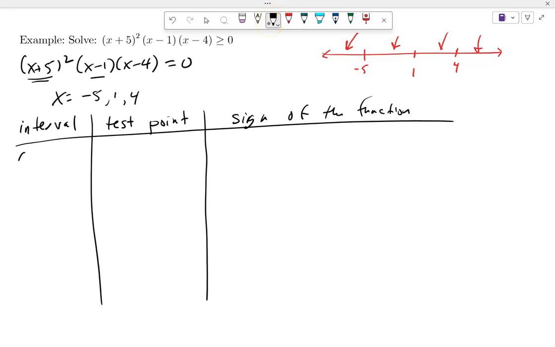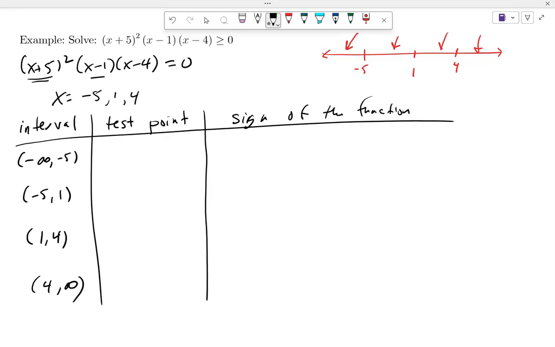The first one is -∞ to -5. The next one would be -5 to 1, 1 to 4, 4 to infinity. Okay. If you think about the graph, these places where the graph hits the x-axis divide things up into 4 pieces.